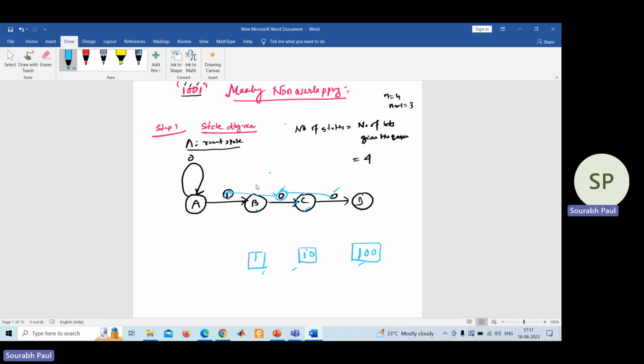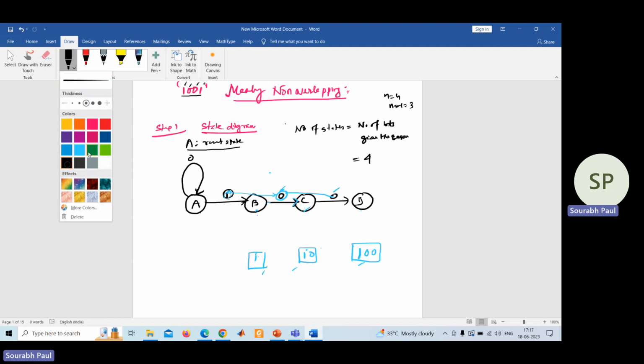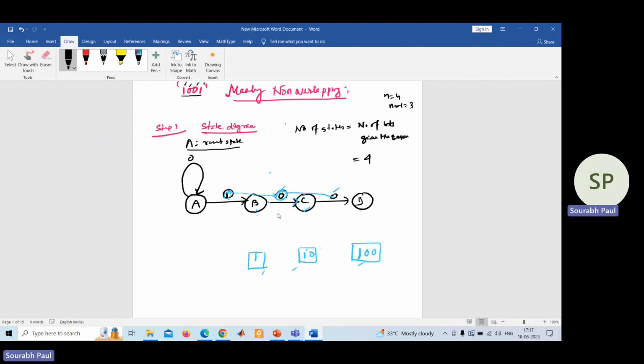Now, what I was discussing for B is that we have already considered the input of 0 for B. So what input didn't we consider? We didn't consider the input of 1 for B. So if you consider the input of 1 for B, where you need to go, that we have to determine or decide. Okay. Now, how to do it?